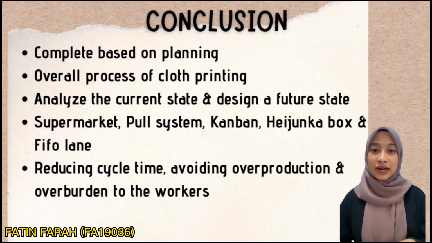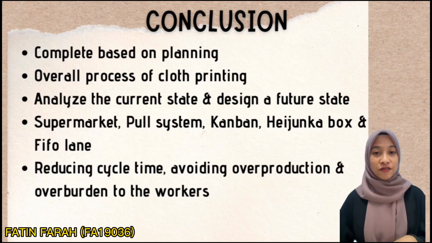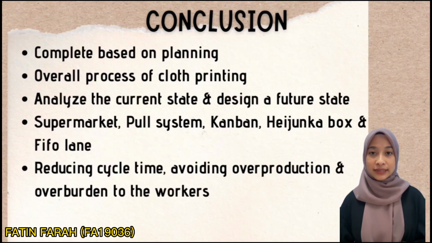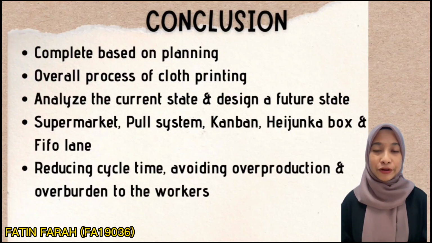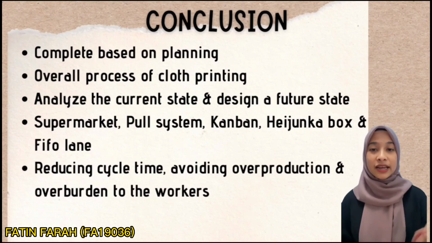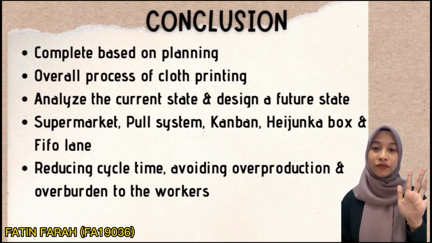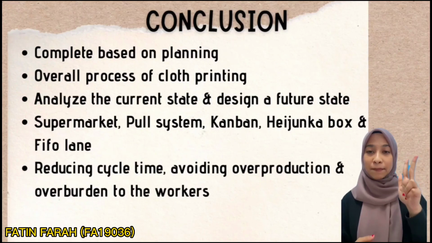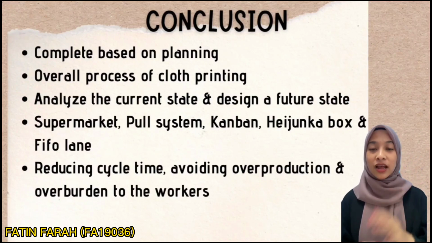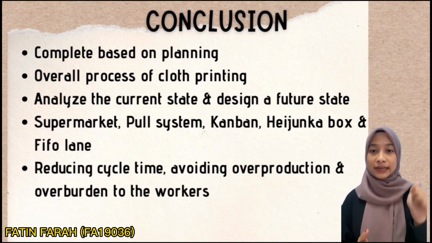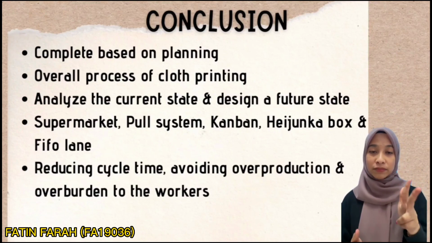In this project, all the process went smoothly based on our planning. During the process, there is some new knowledge that we obtained. Firstly, we learned the overall process of cloth painting, and from there, we successfully constructed the full chart of the process. While learning VSM, we learned that VSM can analyze the current state and design a future state. There are 5 improvements that we add to improve the overall process in the future state, which are supermarket, pull system, Kanban, Heijunka box, and FIFO lane. All of these added values will give a good effect to the company by reducing cycle time and avoiding overproduction and overburden to the workers.